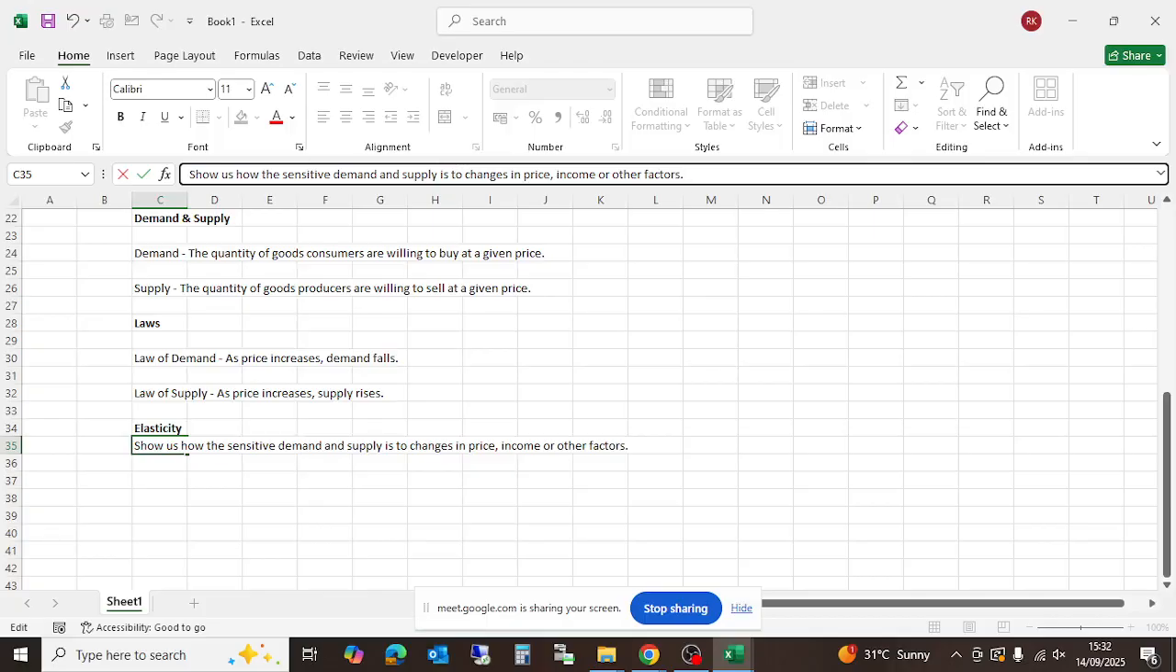For instance, if they ask you to calculate the elasticity, they're basically asking you to calculate the sensitivity, how demand or supply is sensitive to a particular change. Okay, so we have what we call price elasticity of demand. I'll give you an example. Let's say if bread price increases, do people stop buying or do they keep buying? That's the price elasticity of demand.